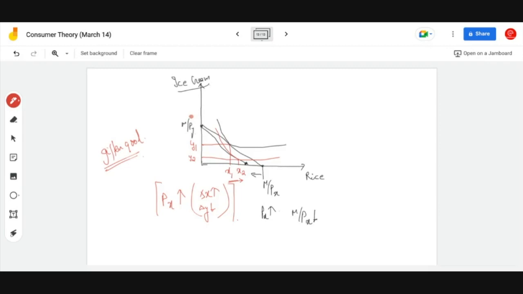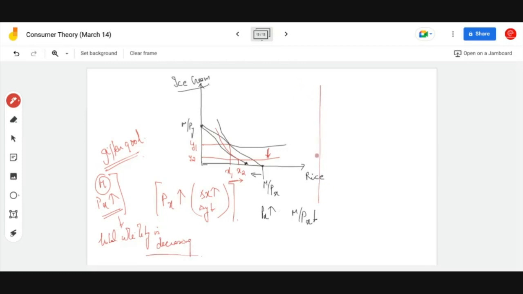Sir, will total utility also change in this case? Yes, of course, we are coming down to a new lower indifference curve. So utility will decrease. See, your M is constant and PX is increasing. So your affordability is increasing or decreasing? Decreasing. So utility will decrease. So total utility is decreasing.